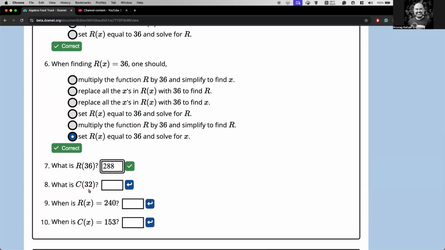What is the cost of making 32 burgers? 111, you said? 15 plus 3 times 32, right? 15 plus 3x was the cost function. Yes, no, maybe so. Are we together?